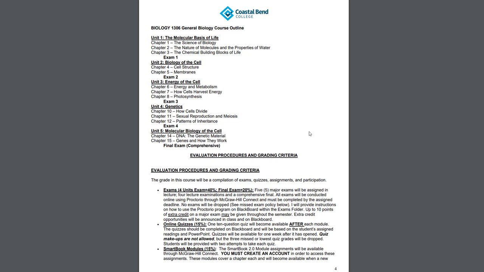And then we also have SmartBook modules. Through McGraw-Hill Connect, I will be using SmartBook modules assignments, which are pretty much getting you to read chapters of the book while also asking you questions pertaining to what you've read. So you obviously need to have a McGraw-Hill Connect account. There is a link posted on Blackboard, so make sure that if you haven't already done so, create an account for that. And those, of course, will open up as they state on Connect. And this is worth 15% of your overall grade.